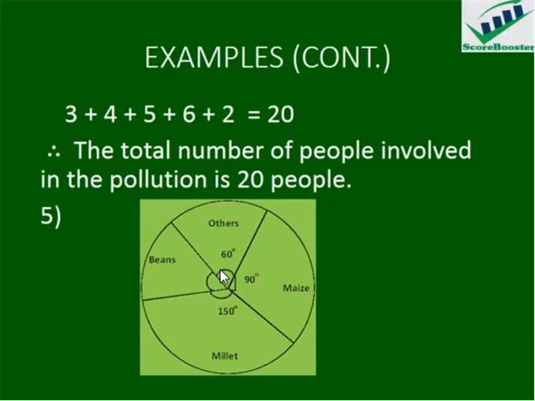So we know the sectoral angle for others is 60 degrees. The sectoral angle for maize is 90 degrees, as we have it here, the right angle. The sectoral angle for millet is 150 degrees, but we don't know the sectoral angle for beans, and we know that the total angle in a circle is 360 degrees. So to obtain the sectoral angle for beans, we'll add this together and subtract it from 360 degrees. So let's move to the question.